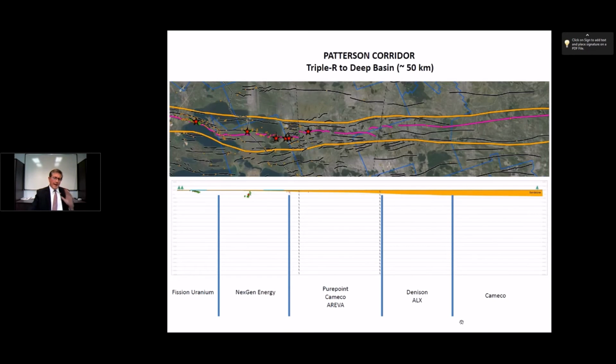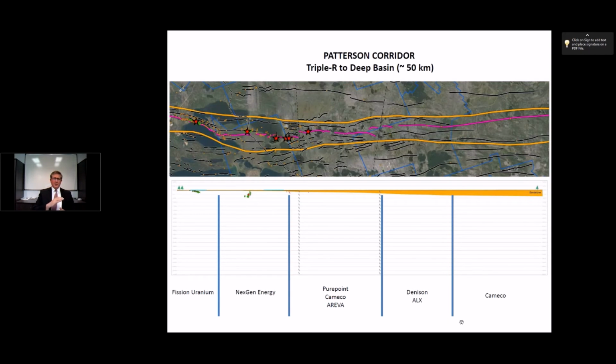What I want to do now is back up from that view and take it even further. The previous slide really represents about the left-hand third of what you're looking at now. This is the Patterson corridor as we see it evolving and moving deeper and deeper into the basin. So now we've included the rest of our property, the Hook Lake property. We're now including Denison and ALX and Cameco's property beyond that.